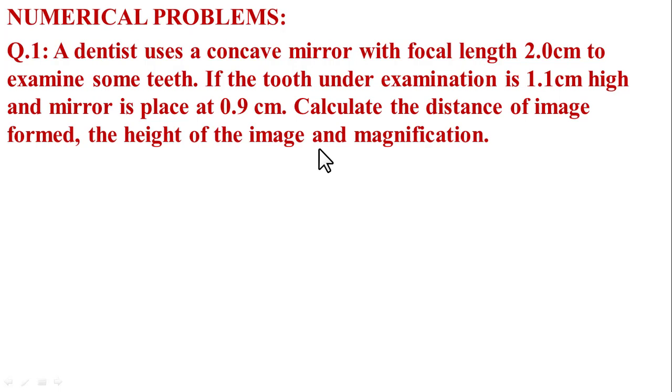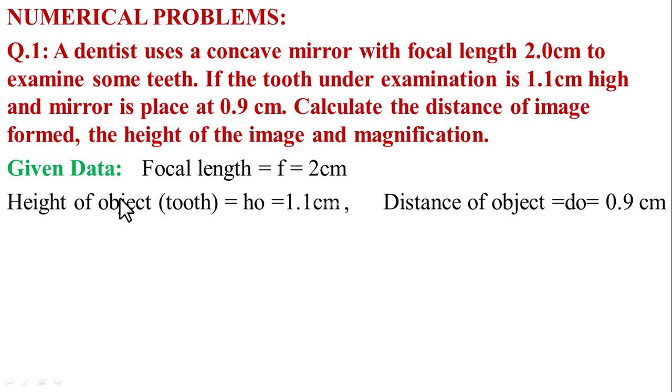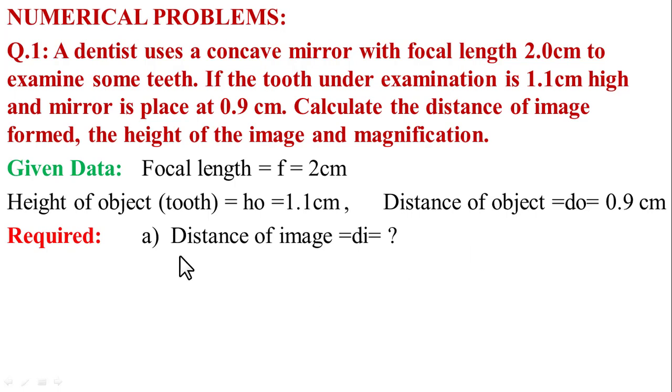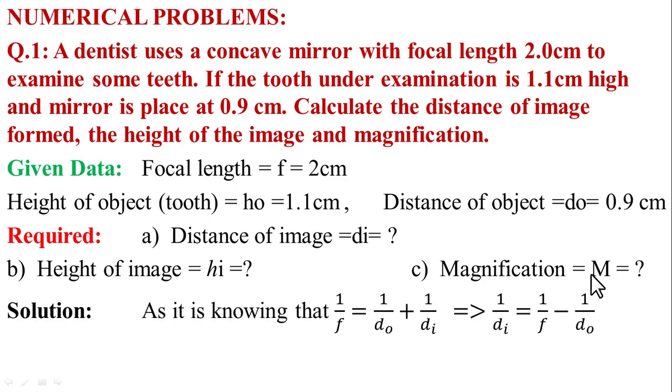First of all, according to the given statement, write the given data. Focal length f is equal to 2 centimeter, height of object, denoted by h naught, is equal to 1.1 centimeter, and distance of object d naught is equal to 0.9 centimeter. Required data: in the first part, the distance of image di, and in part B, the height of image hi and magnification m. Now, first of all, in the solution, we find the distance of image di.